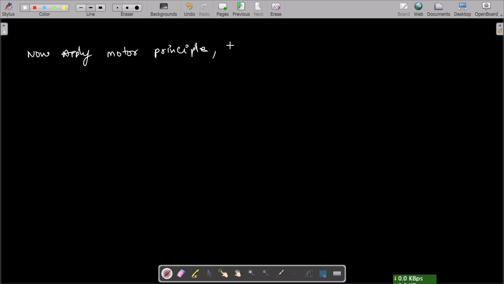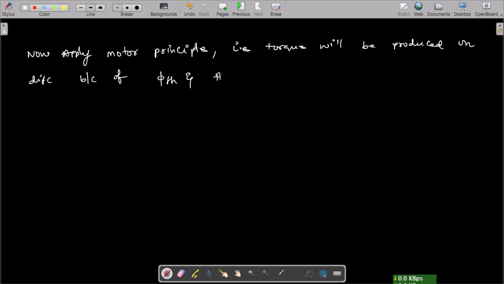That is, a torque will be produced on the disc because of this shunt flux and eddy current IE2. Whenever a current carrying conductor is placed in a magnetic field, it experiences force in the same way. That is, torque will be produced on disk because of phi sh and IE2.